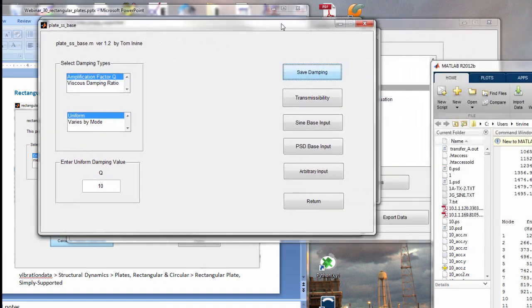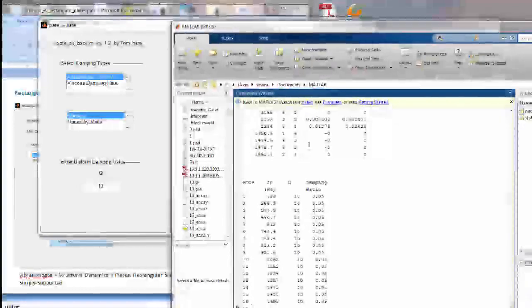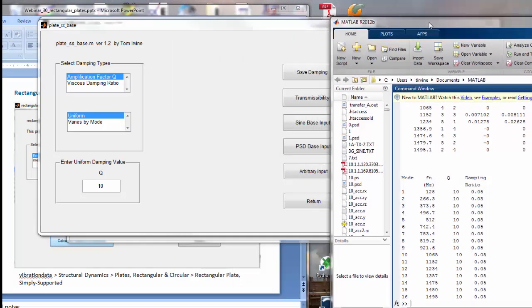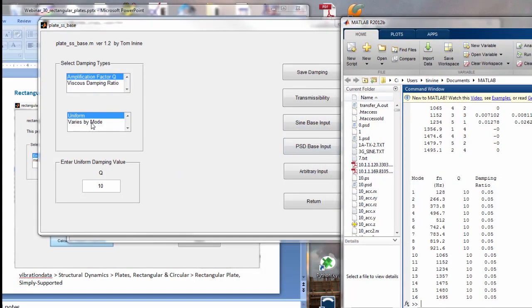We might want to take a quick look back at the command window here, because this gives a listing of the first 16 modes, and going forward in the base excitation, we're going to include 16 modes. It lists the corresponding natural frequencies, Q values, and damping ratios. So you can see we've successfully specified Q equal to 10 as a uniform amplification factor for all modes. Again, if we had a reason, we could vary that by mode.